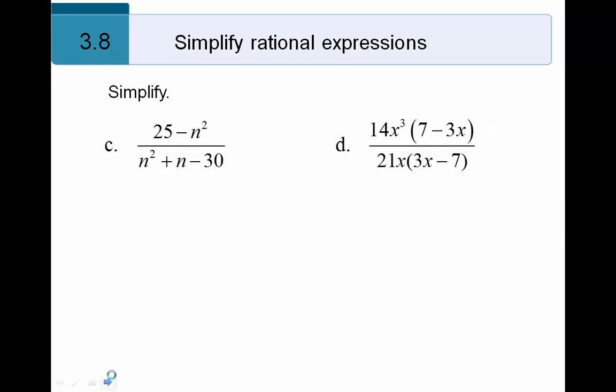All right, we have 25 minus n squared divided by n squared plus n minus 30. And I think on this one also it might be a little tricky. We may also need to factor out a negative. Okay, so 25 minus n squared is going to factor to 5 minus n times 5 plus n.